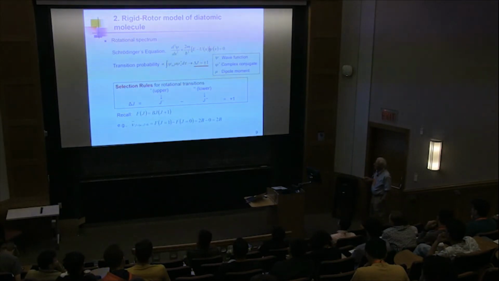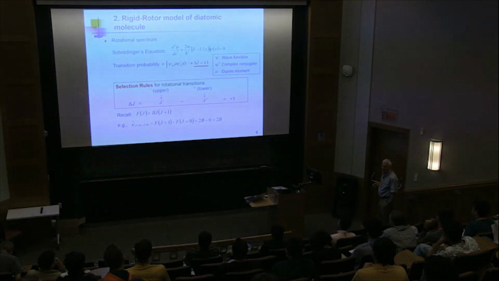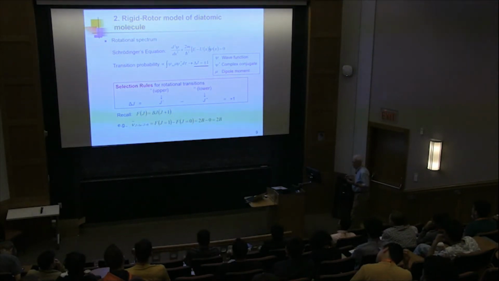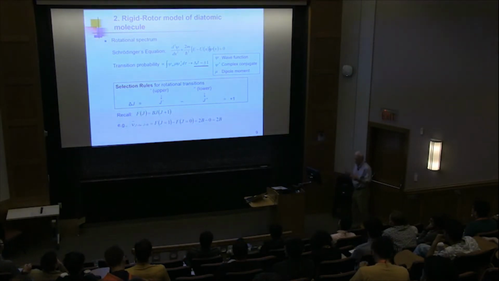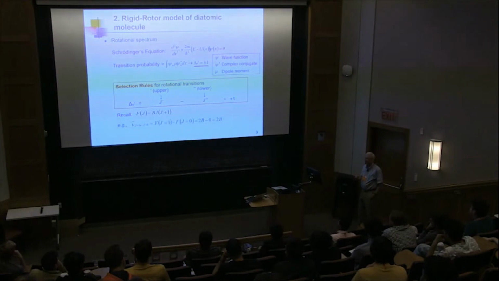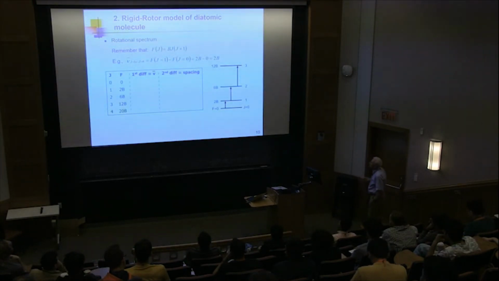Now, since F is this simple expression right here, any allowed transition between J of 0 and 1 is 2B. So 2B is a number. It came from the moment of inertia. Tell me the molecule, tell me the moment of inertia. I calculate B. I can tell you where the spectrum is. Done.